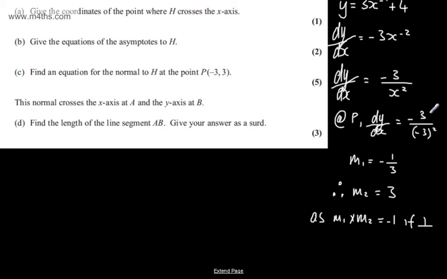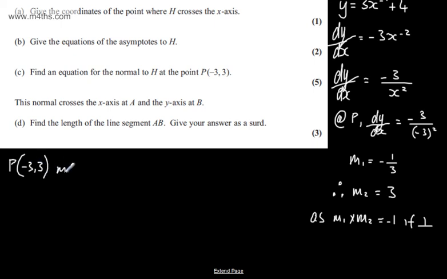So what I've done is found the gradient of the tangent at the point P. I've then found the negative reciprocal, as the normal will have a gradient that is at right angles, or perpendicular. Therefore, we just find the negative reciprocal. So let's consider what we have. We have P, which is minus 3, 3.